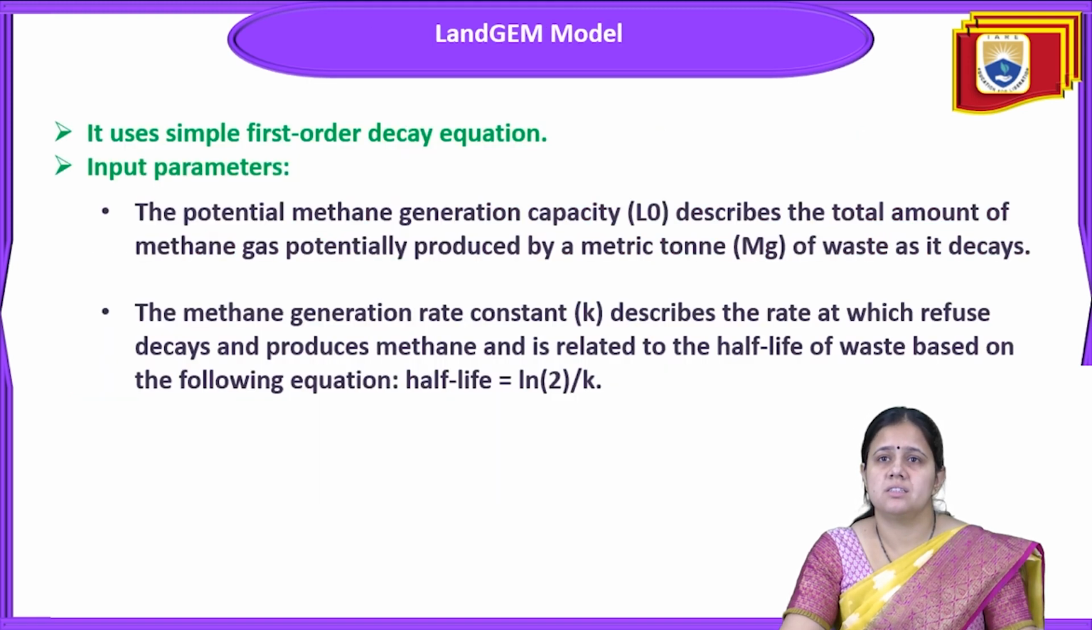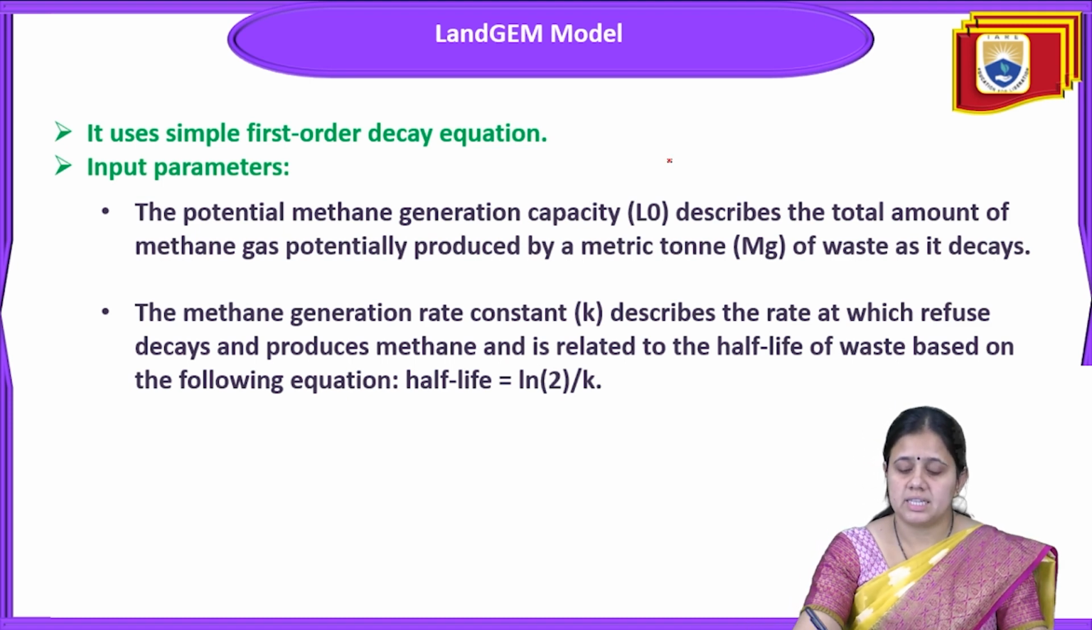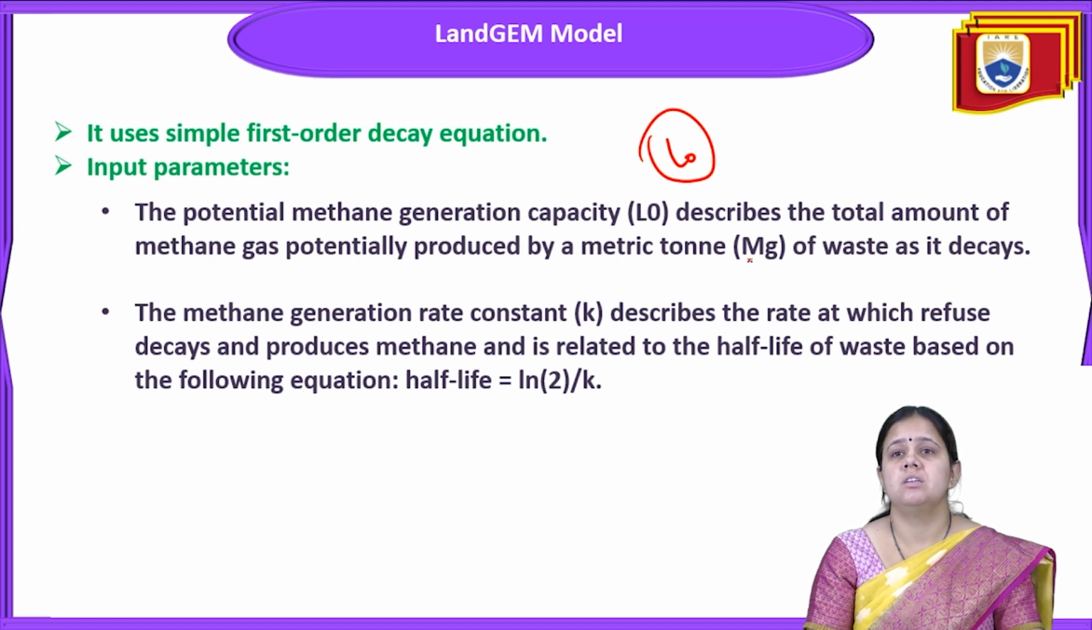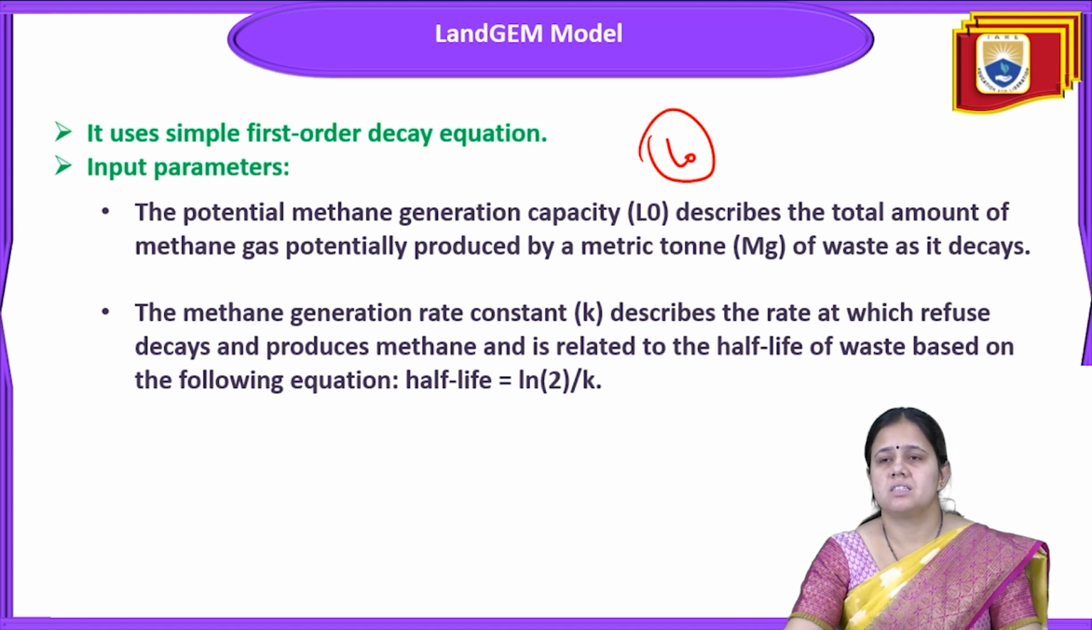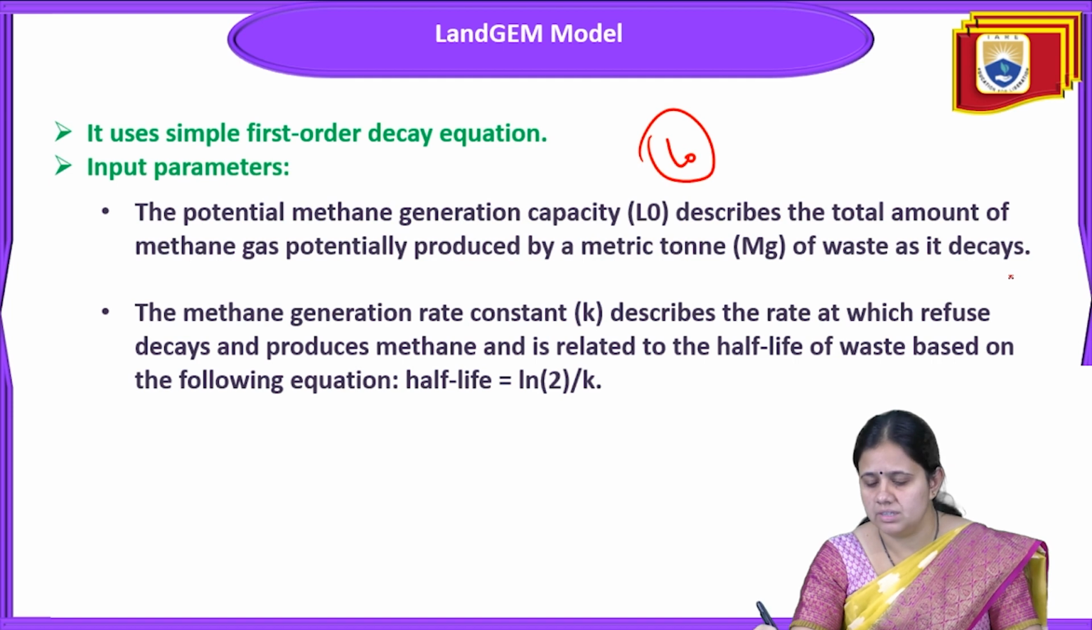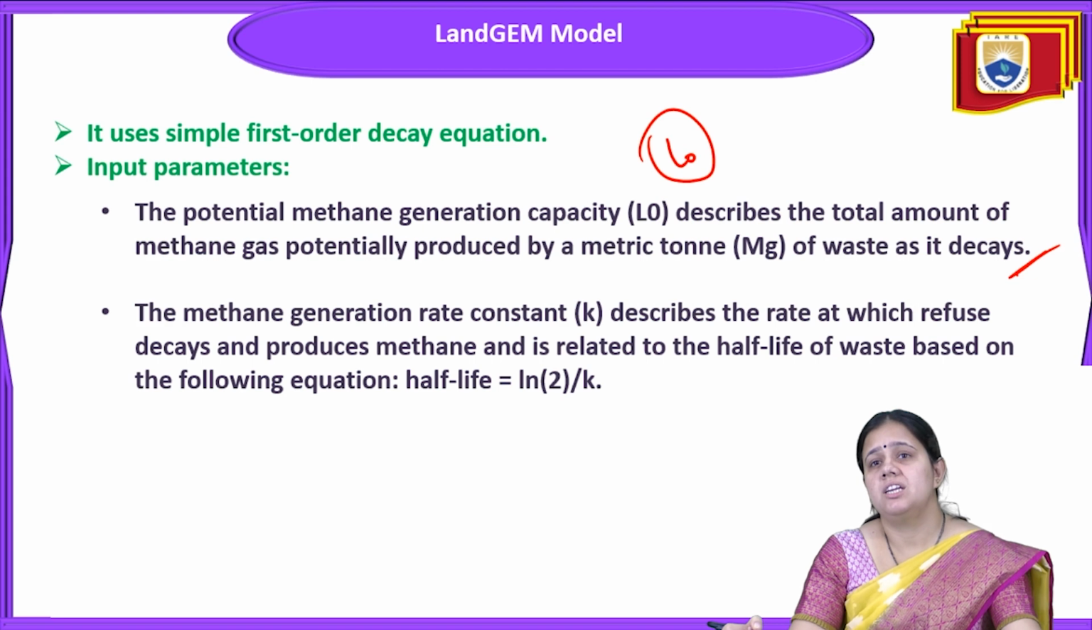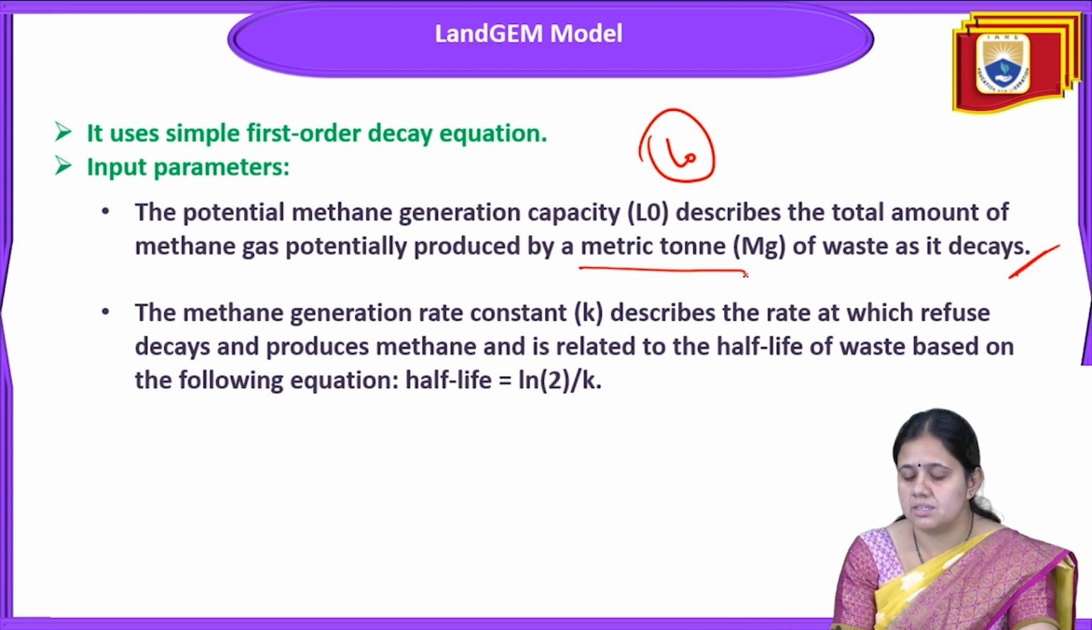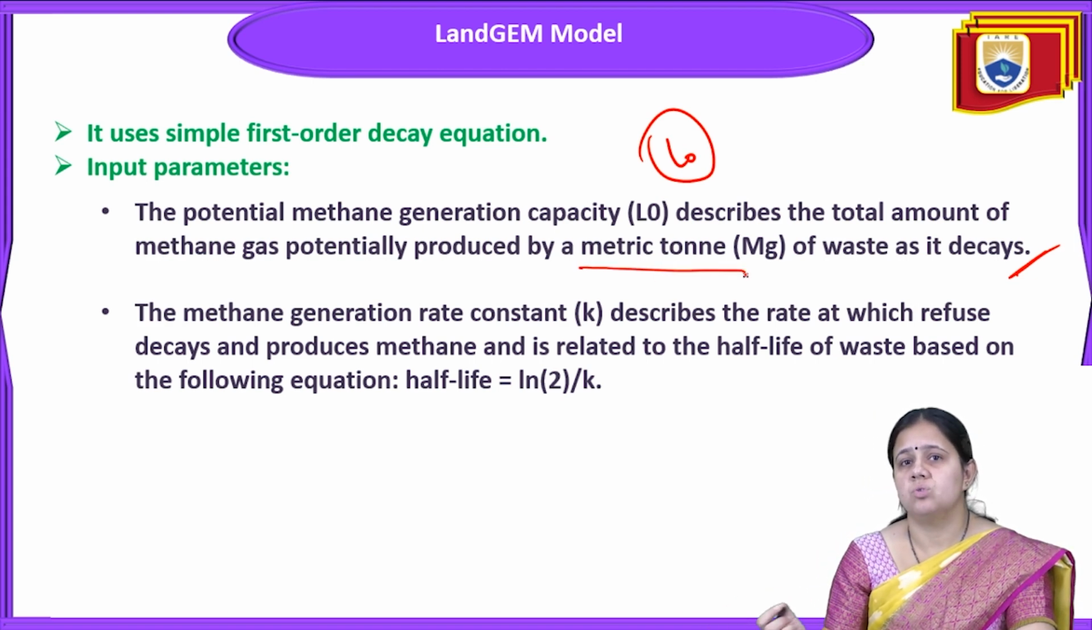Next is the LandGEM model. It is a simple first order decay equation. What are the input parameters? The first is the potential methane generation capacity, that is L naught. L naught describes the total amount of methane gas that will potentially be produced by a metric ton of waste as it decays.